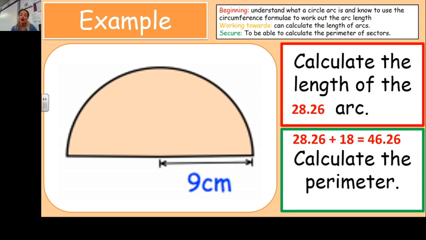Okay, so to work out that arc length, guys, don't forget you needed to use pi times diameter divided by 2. The diameter would have been 18, not 9, okay? 9 is the radius, so you needed to times that by 2 to get 18. So the arc length was 28.26, and then to work out the full perimeter, you had to add on the diameter. Now don't forget the diameter would have been 18, not 9. So it was 28.26, add the 18, which got you a perimeter of 46.26. Okay, if you got those, really well done. If you didn't, make sure you put the right answers down and use this for revision purposes.